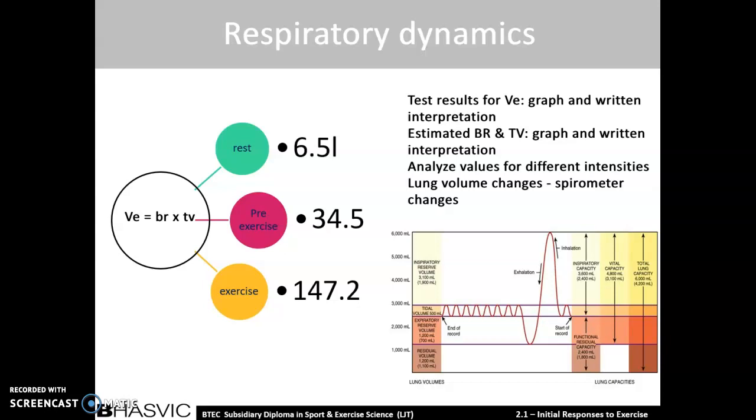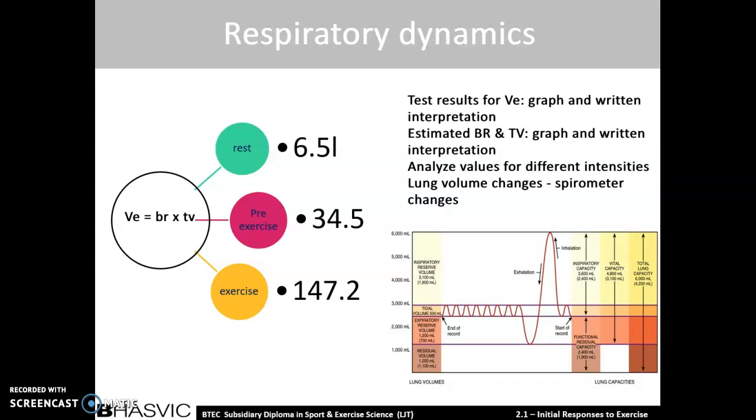Tidal volume is the normal volume of air you breathe in and out at rest. Breathing rate is the number of breaths you take per minute. And ventilation is the two put together. The harder you work, the more they increase, which increases the ventilation.